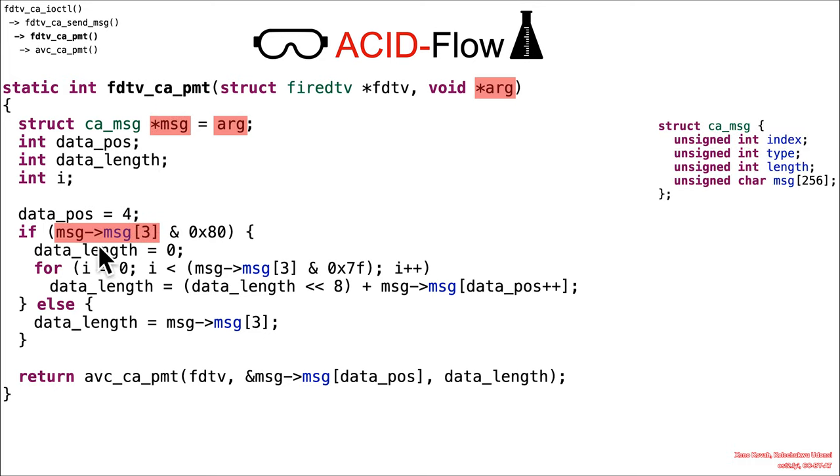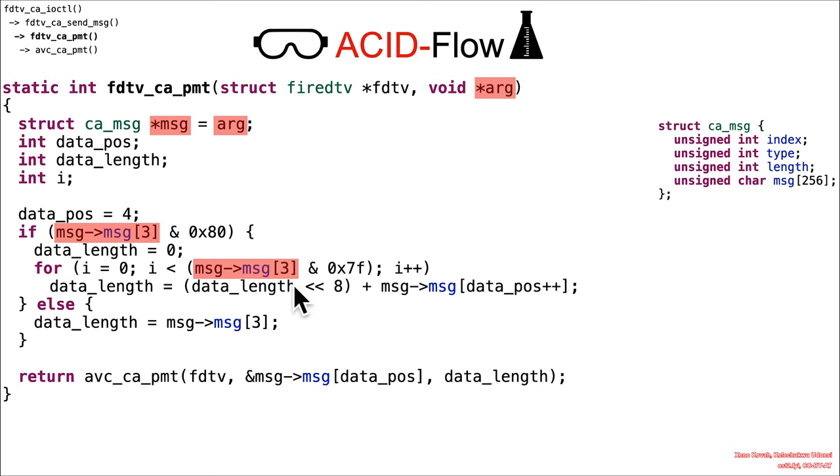Now in CAPMT, we've got arg again, attacker controlled, it's a CA message, cool. So now message 3 is ANDed with 80, and that bit has to be 1 in message 3 in order to get into this code, and otherwise it's going to get into this code. So we're going to consider this, and we'll assume that it hits on that.